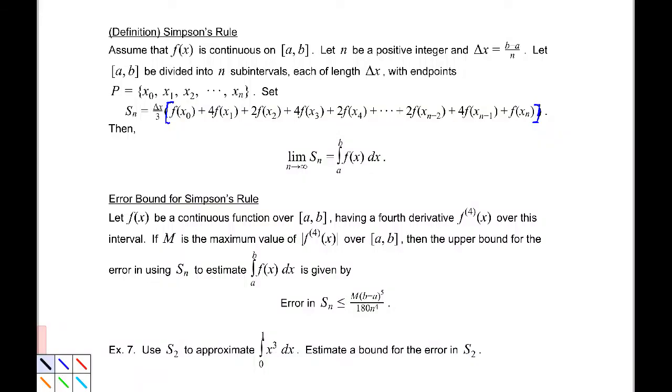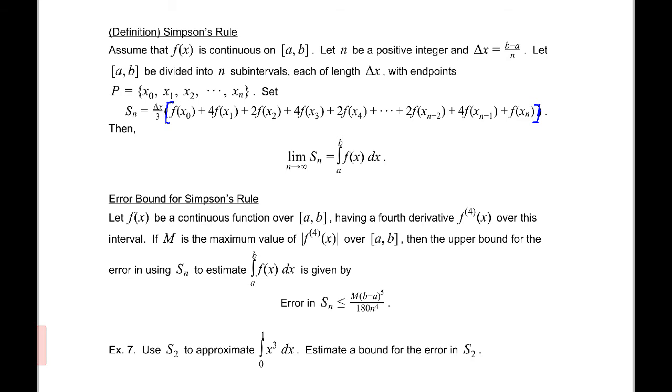For examples 7 and 8, we're going to be looking at Simpson's rule and an error bound for Simpson's rule. So here it is, the definition. Now I want to draw attention to a few things. Many of these are the same. We have delta x is (b minus a) over n. We are dividing into n subintervals, each of the same length.